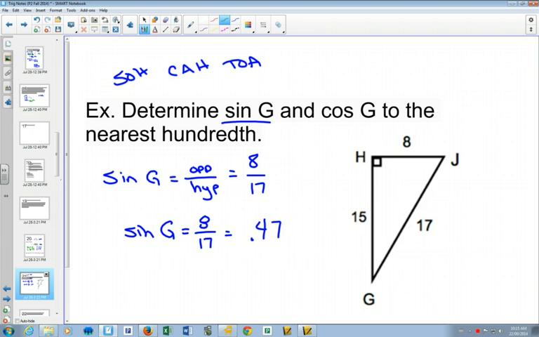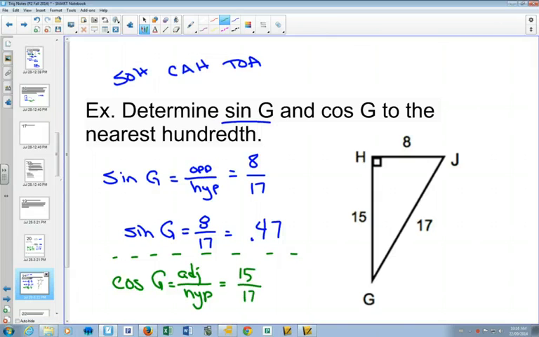Same thing for cos. Cos of angle G is going to be the adjacent side over the hypotenuse. The adjacent side is 15. The hypotenuse is 17. Type that into your calculator. Decimal 0.88 will be the approximate value of cos of angle G.